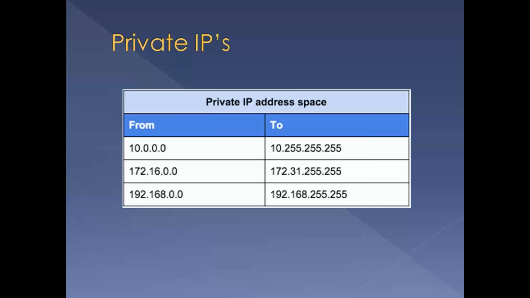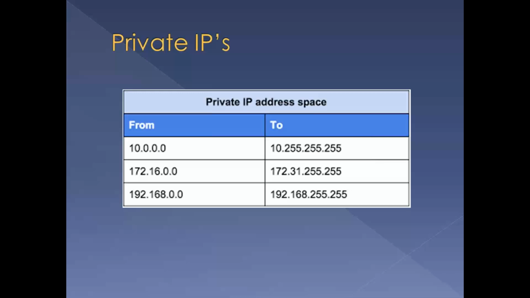Private IPs. I recommend that you memorize these. If you don't know them, you should memorize them. This is the private range. All the other IP addresses that are not in the ranges displayed here are public IPs. That means that they're routable. You can use them to communicate over the internet. These are private. They are only for communication on your local area network.